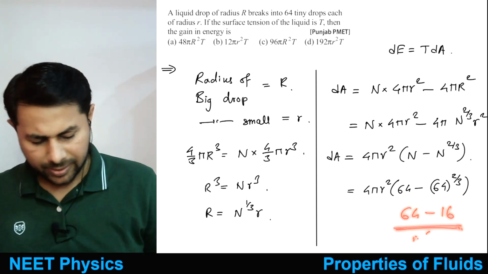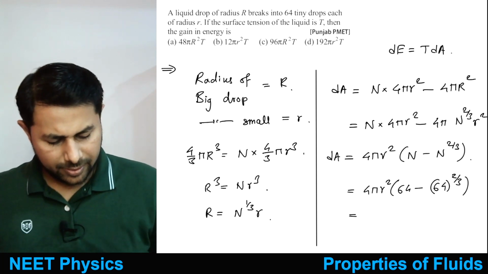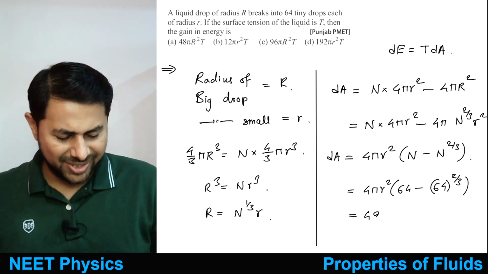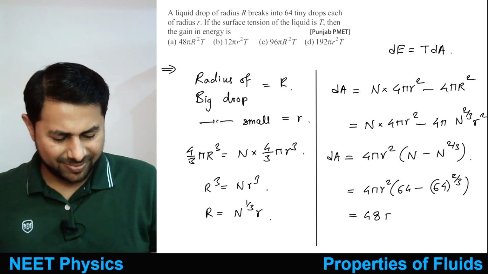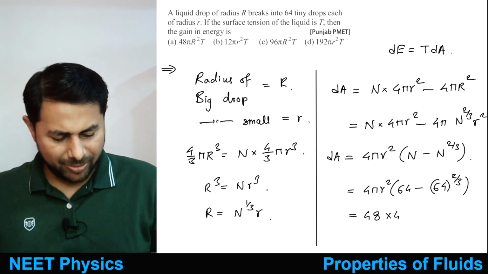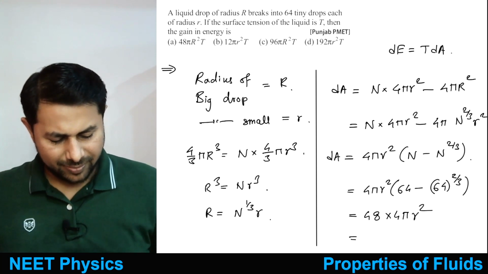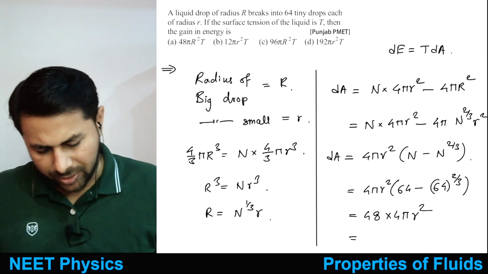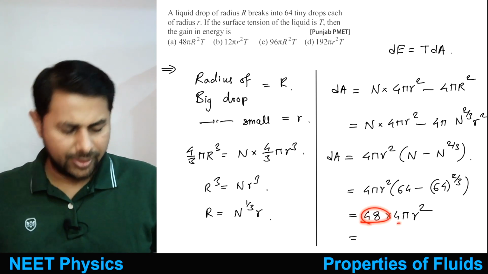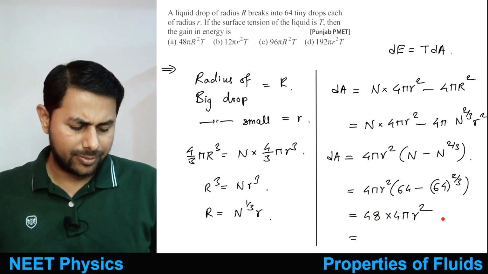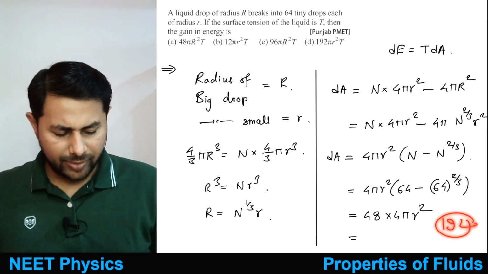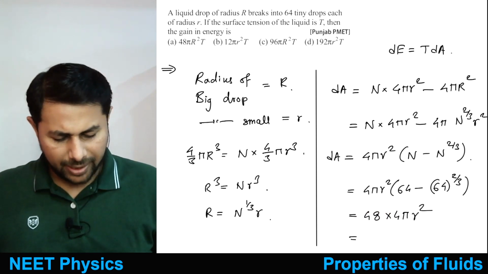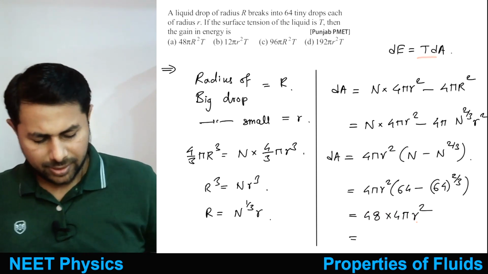46? No, 48, sorry, 48. 4 pi r square, okay, 48 multiplied by 4 pi r square. So is there such an option? 48 times 4 will give you what? 192. 192 multiplied by r square into t, right?